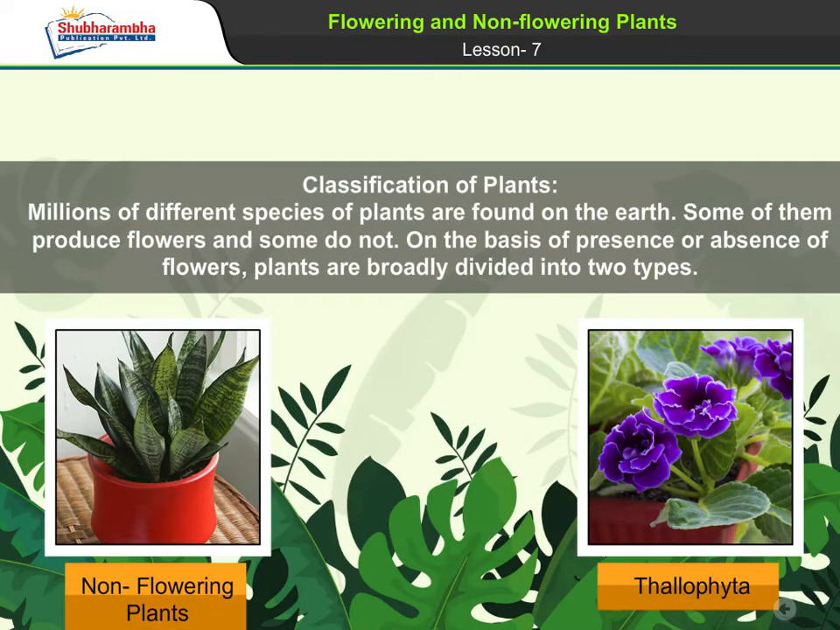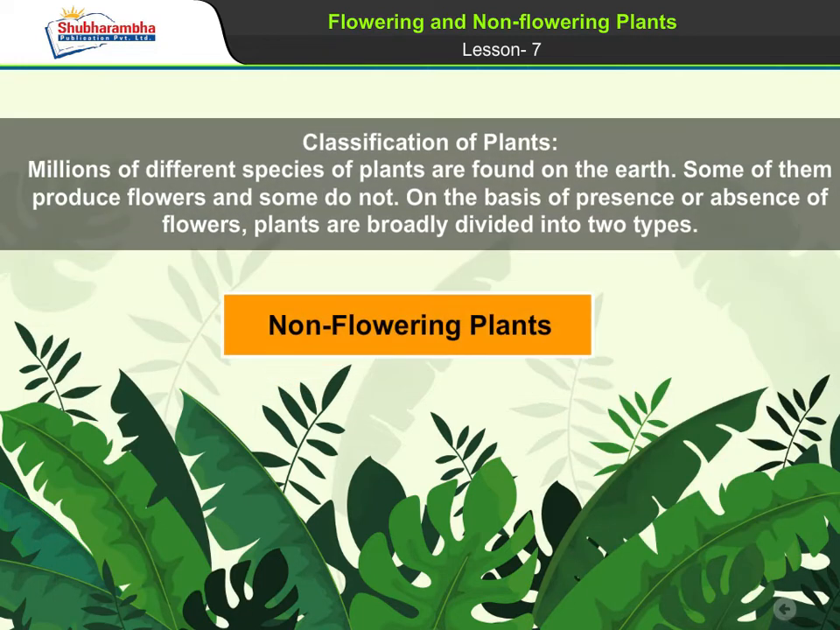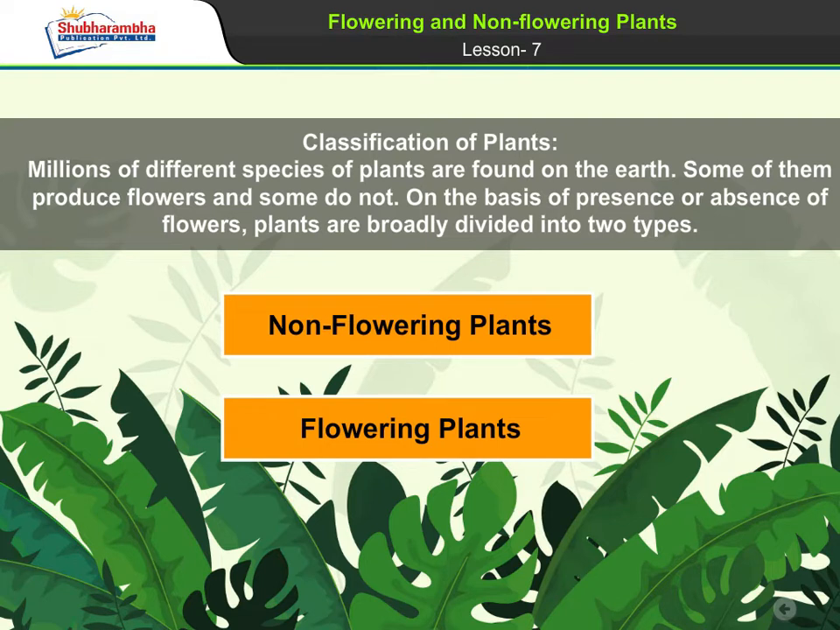Classification of plants. Millions of different species of plants are found on the Earth. Some of them produce flowers and some do not. On the basis of presence or absence of flowers, plants are broadly divided into two types. 1. Non-flowering plants. 2. Flowering plants.